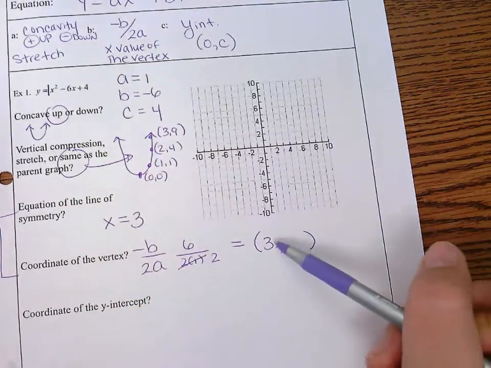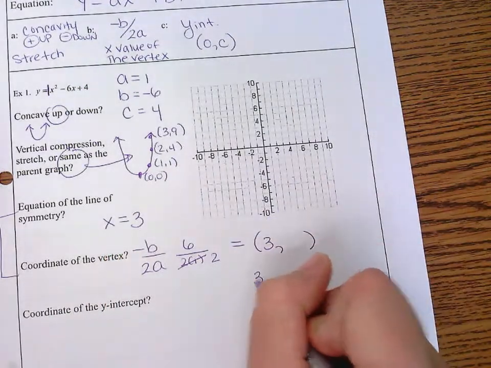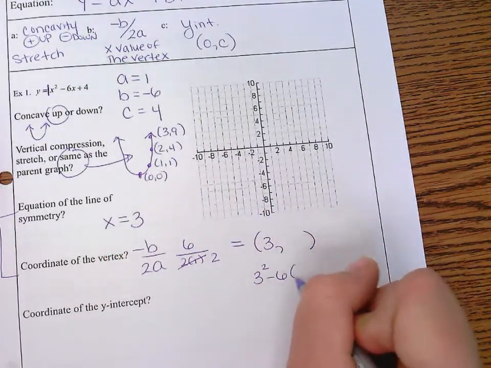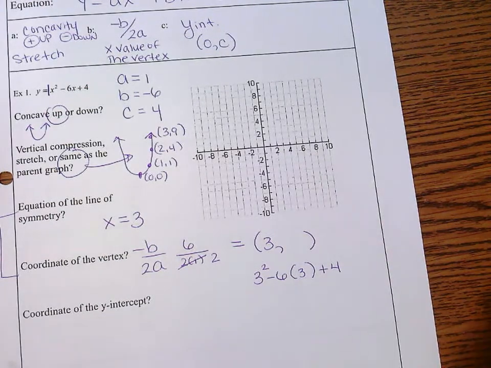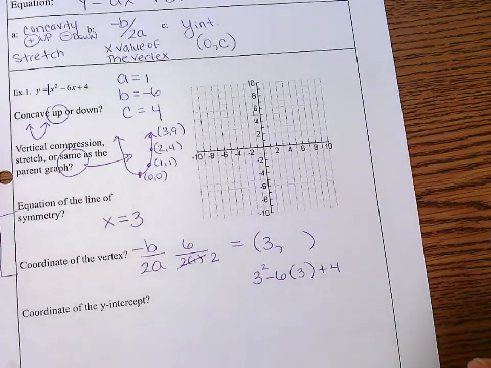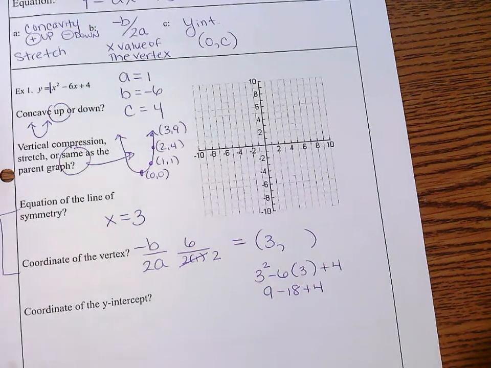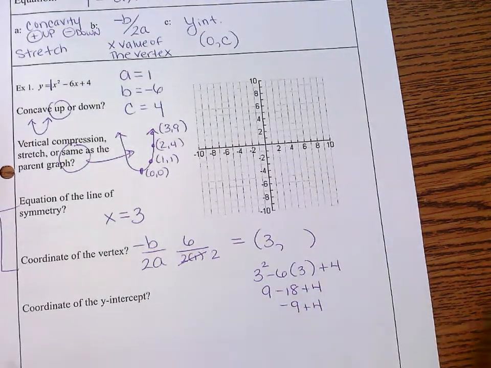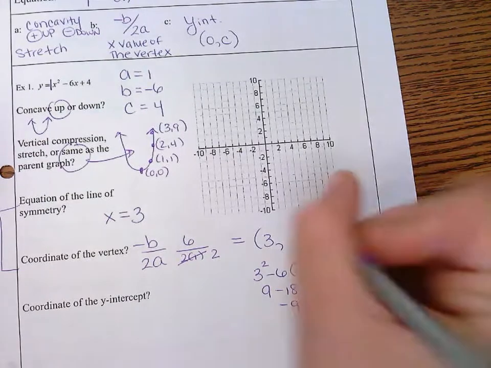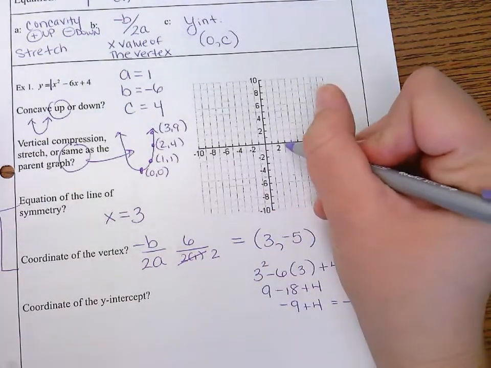I need to plug 3 into the original function for x. So 3 squared minus 6 times 3 plus 4. I need to evaluate that to get what y is. So let's see, 9 minus 18 plus 4, -9 plus 4 is -5. So my vertex is at (3, -5).